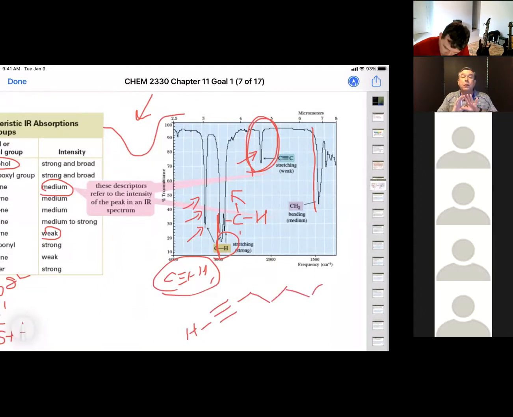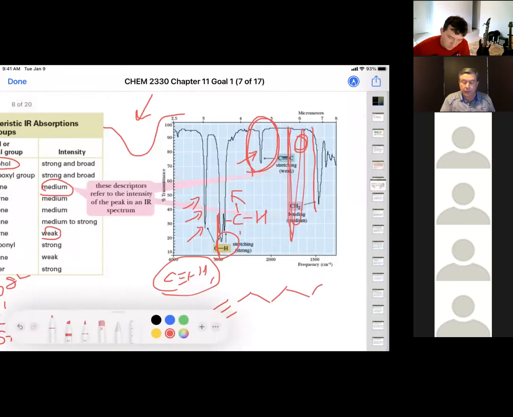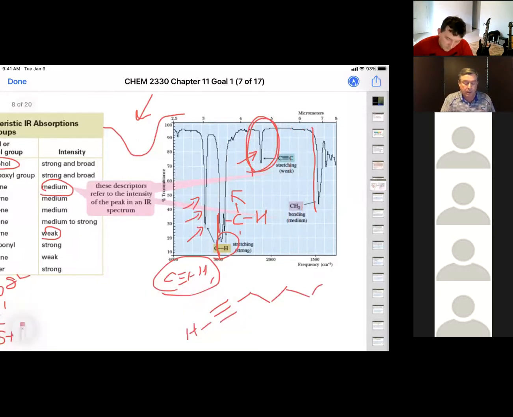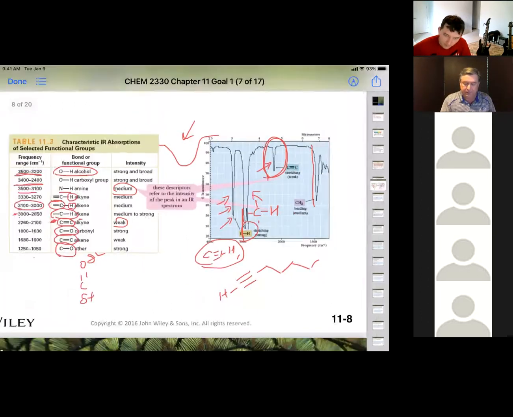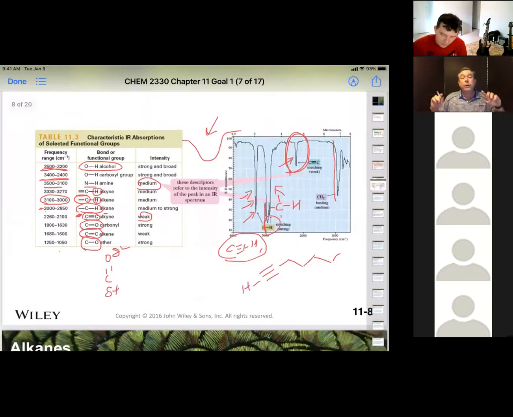Okay. No other functional groups are present. There's nothing else here, which would be the carbonyl peak or the double bond peak. And so we know just from the peaks that are present, this must be an alkane with an alkyne with a hydrogen on it. Okay. So let's go through each of the functional groups and watch them change by their IR signature.